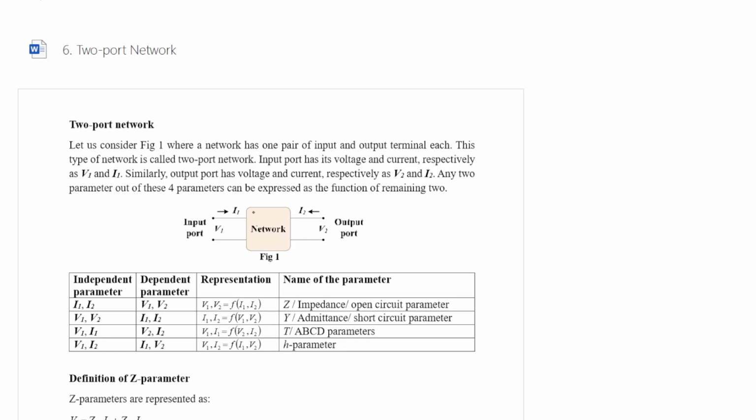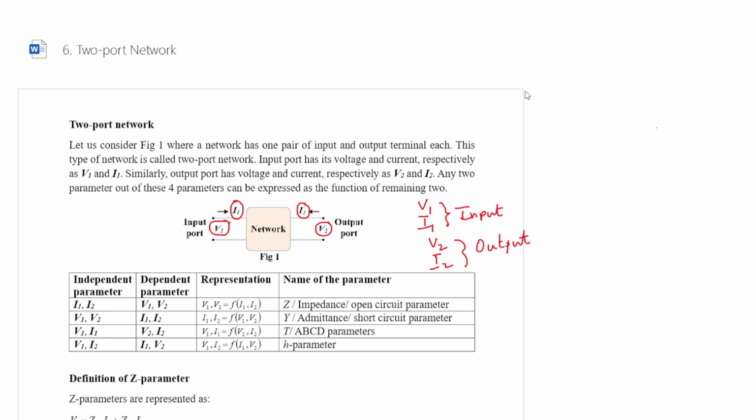Let us consider figure 1. We have a network. We have an input port and we have an output port. The input port has a voltage of V1 and current of I1, and the output port has a voltage of V2 and current of I2. So we have four parameters, V1, I1 as my input parameters, and also we have V2 and I2 as our output parameters.